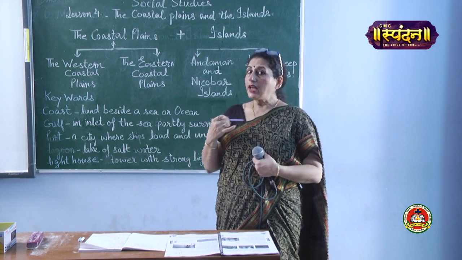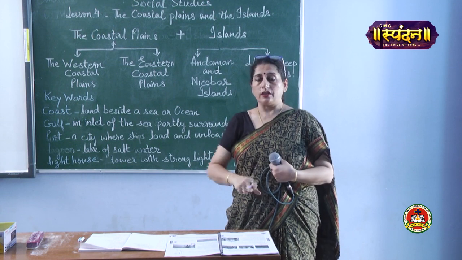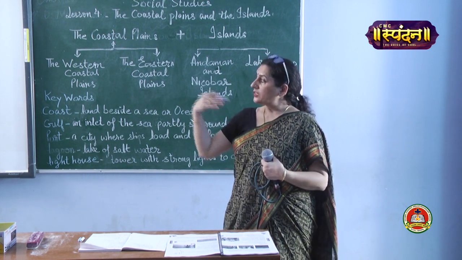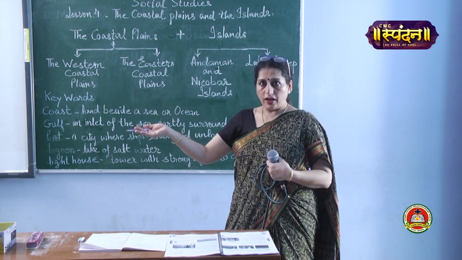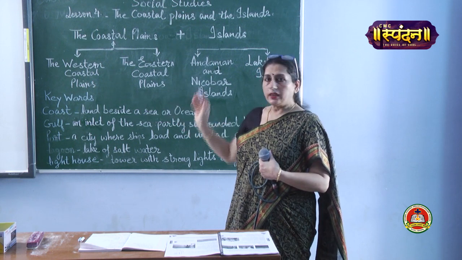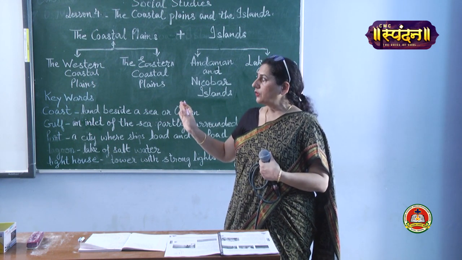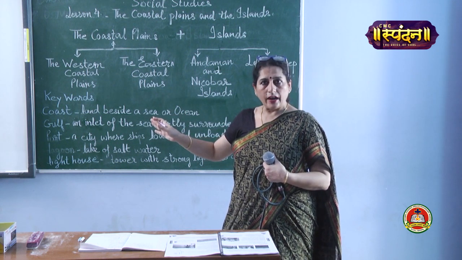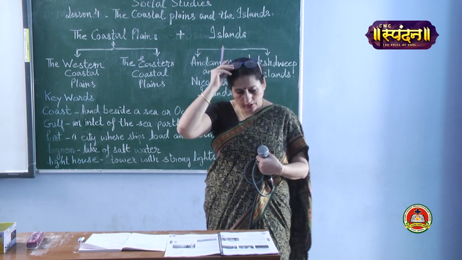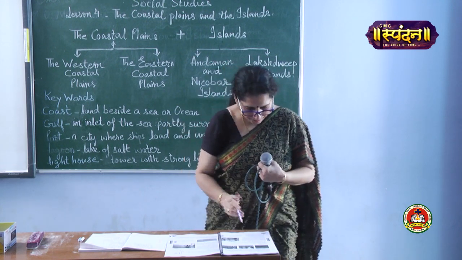In the same way, we have lots of islands. They are in a cluster, in a group. All these islands are in the western part of our country, in the Arabian Sea, and on the eastern coast, towards the eastern coastal plains, we have the Andaman and Nicobar Islands in the Bay of Bengal. Now let's focus to know about them in detail.